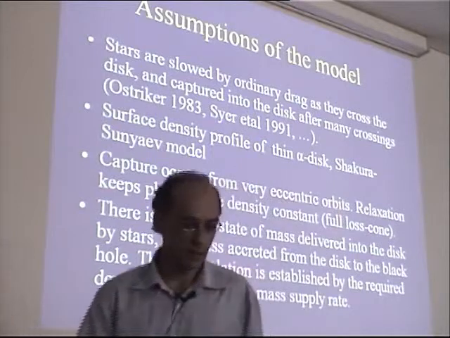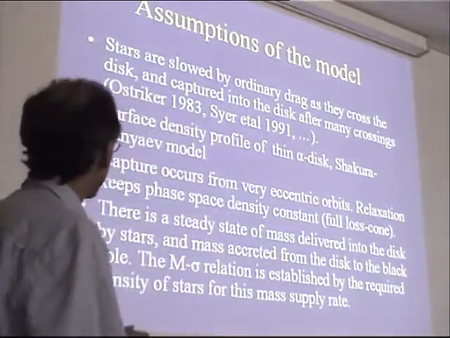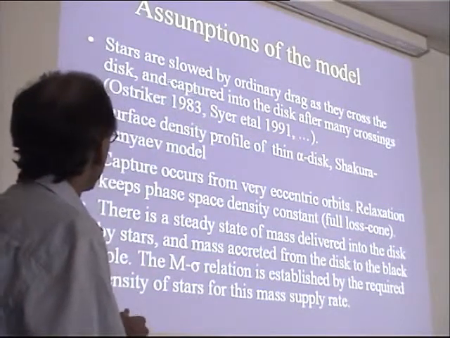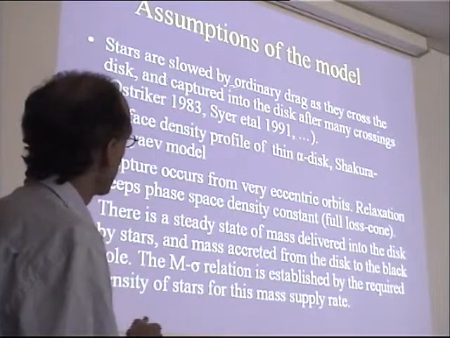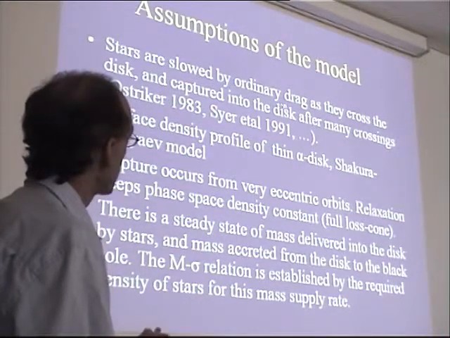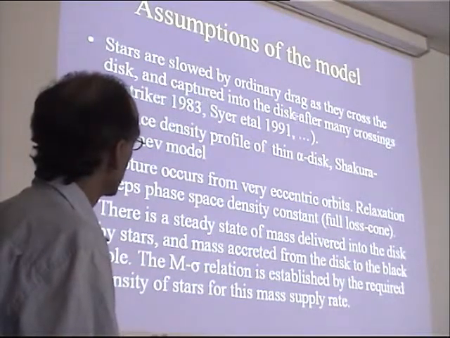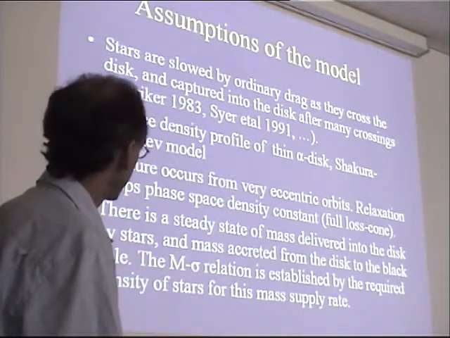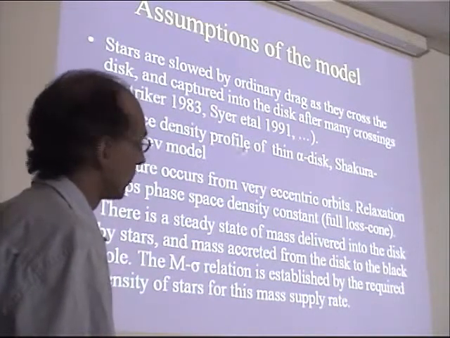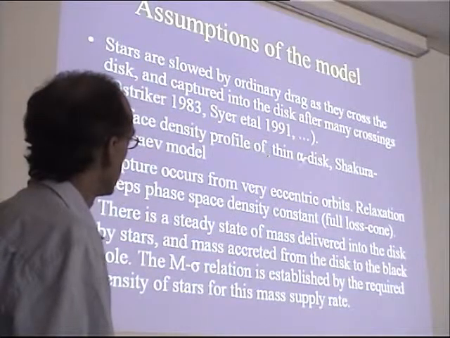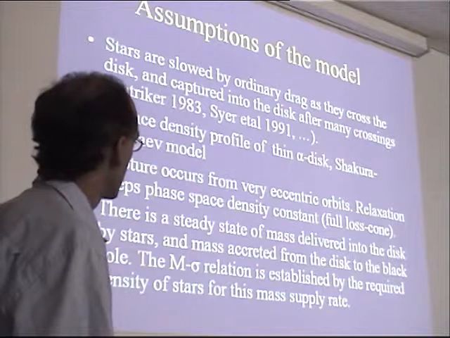In the model, we make several assumptions, some of which we don't know if they're true or not. So stars are slowed. The way they're captured is that they go through the disk and they're slowed down by ordinary hydrodynamic drag as they cross the disk, and are captured into the disk after many crossings. The surface density profile of the disk is something that will matter in this model, and we take the standard Shakura-Sunyaev model with a constant alpha parameter for viscosity.